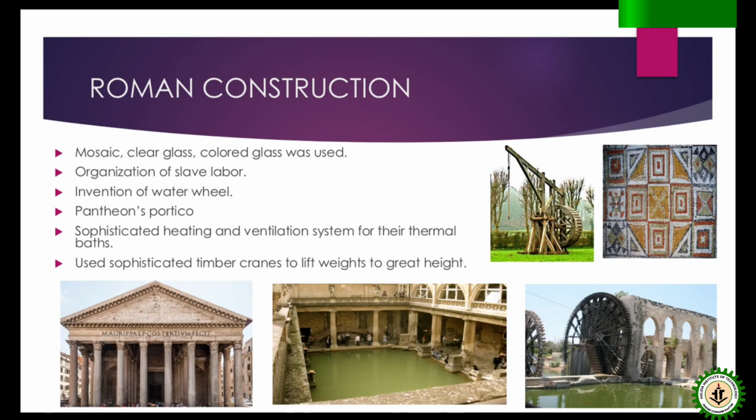Yes, Roman construction again. So in this, mosaic and clear glass, colored glass was used. This is called as mosaic. You have seen mosaic flooring. So lot of things are used in mosaic. Some stones are used, some places glass is used, colored glass is used. Yes, depends. Then this is a water wheel. Yes, they invented water wheel.